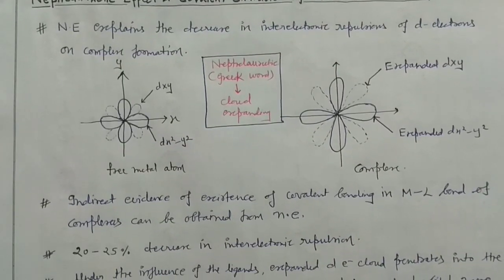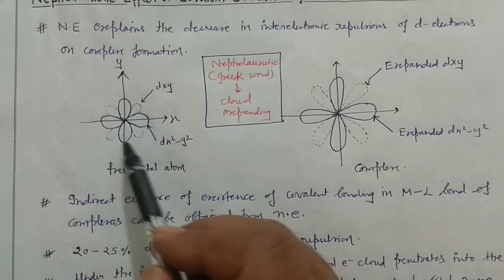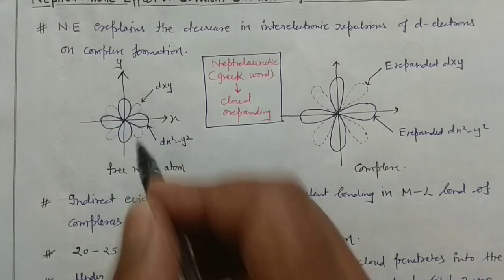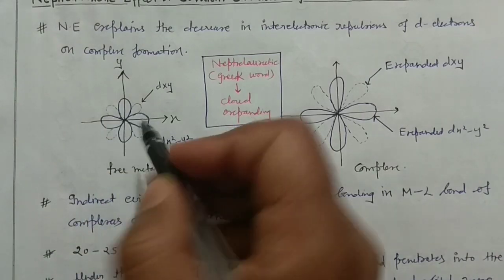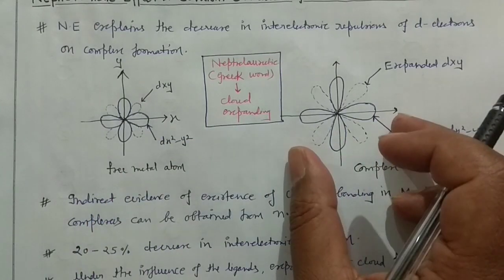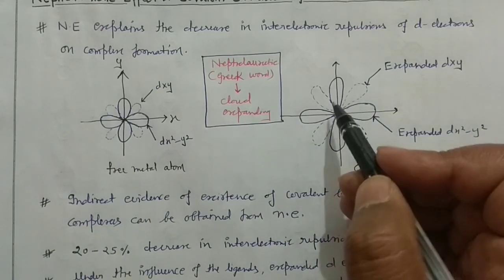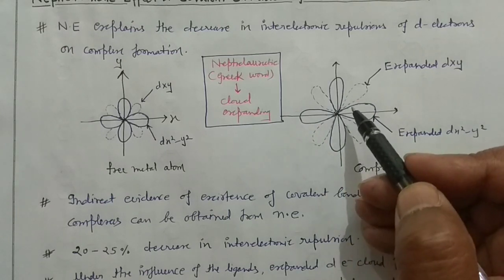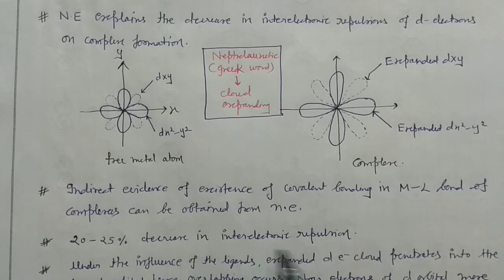And you can see when electronic repulsion was there, right? Since the size of the lobes is quite small in the free metal, the electrons are very close and the repulsion is very, very high. So when complex formation takes place, these orbitals move far apart and inter-electronic repulsion decreases. Roughly 20 to 25% decrease in the electronic repulsions occurs when complex formation takes place, okay?